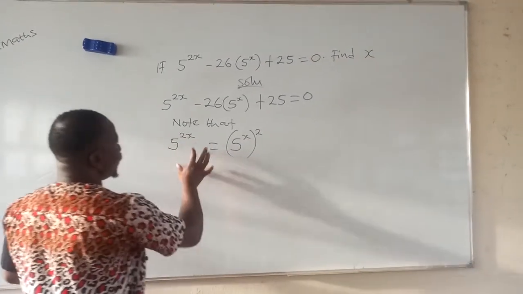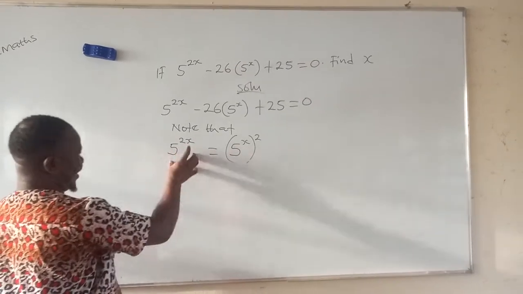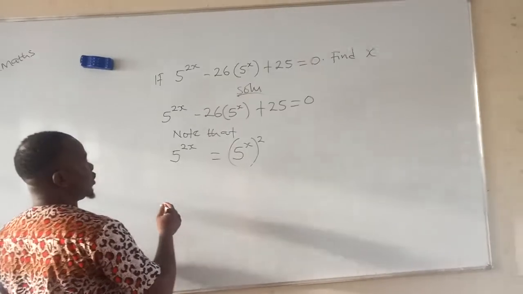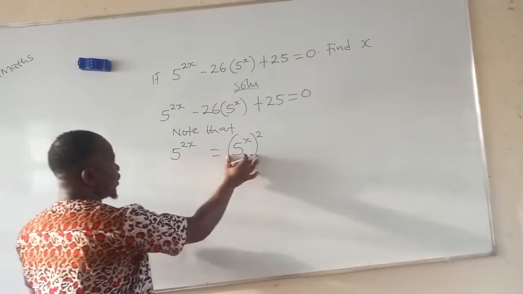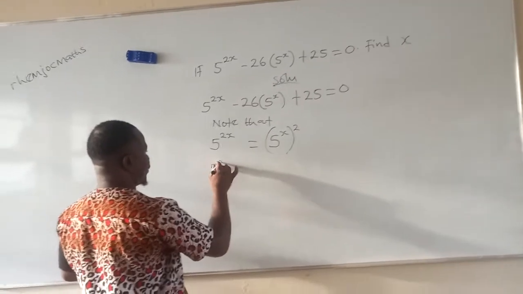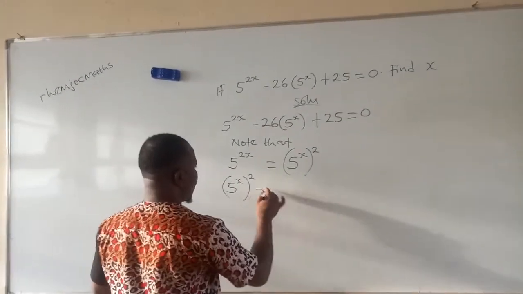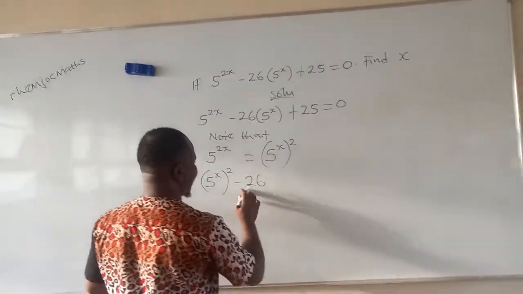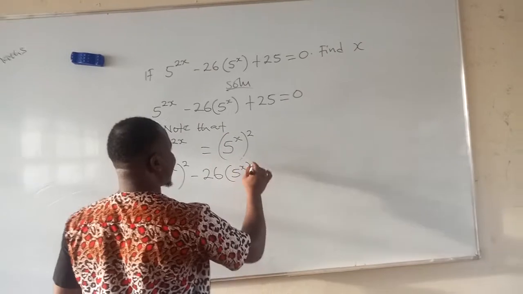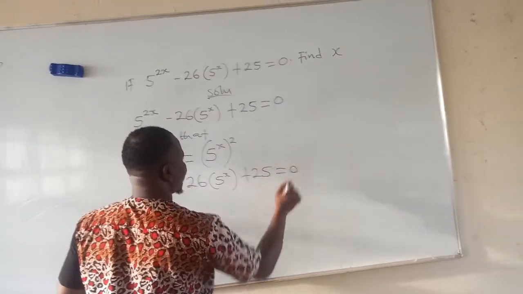If you agree with me, it means this is the same thing as this. So we can transform it this way. This will be 5 raised to the power of x all in brackets raised to the power 2, minus 26 all in bracket 5 raised to the power of x, plus 25 equals 0.